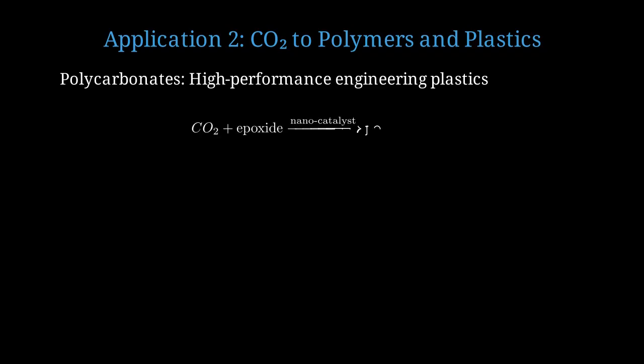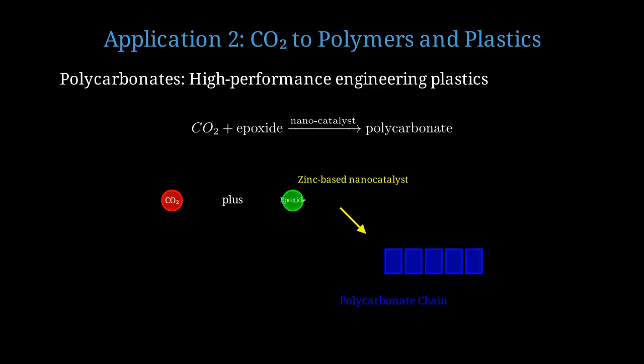The reaction combines carbon dioxide with epoxide molecules in the presence of a nanocatalyst to form polycarbonate chains. Zinc-based nanocatalysts, often combined with organic ligands, facilitate this polymerization. The catalyst coordinates both the carbon dioxide and epoxide molecules, enabling them to react and form polymer chains.